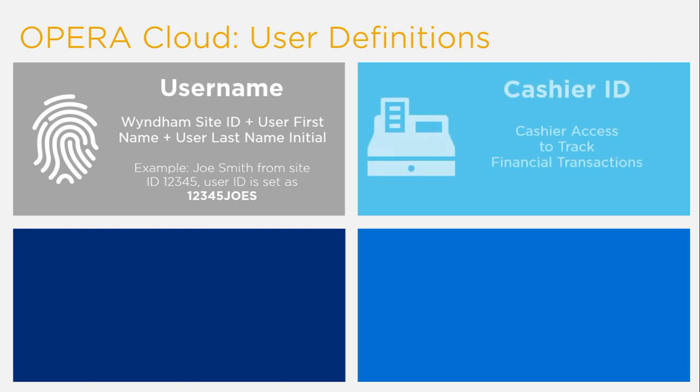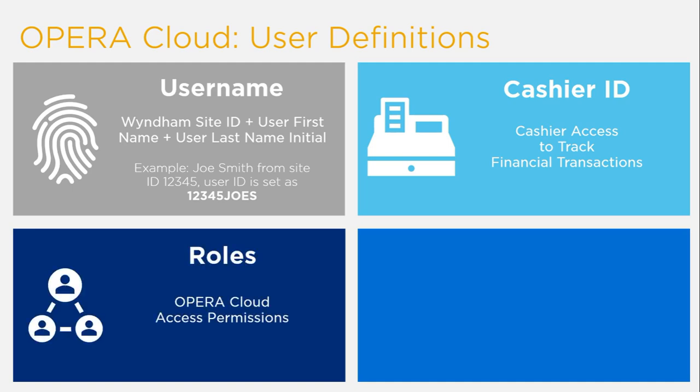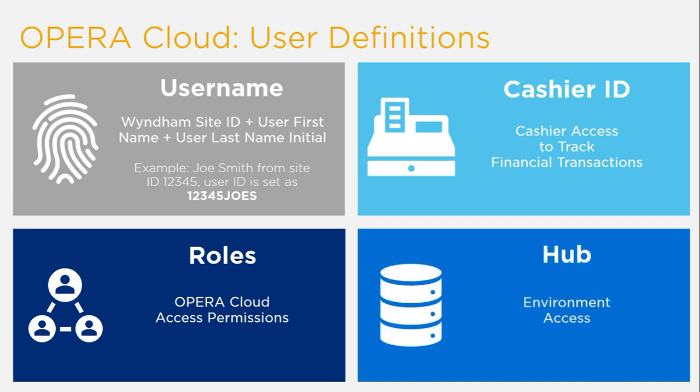12345JoeS. Cashier ID are assigned to users requiring cashier access and is used to track all financial postings associated to an individual user. Individuals responsible for check-in or check-out must have a cashier ID assigned to them. Roles are the access permissions granted to individual users based on their job or responsibility at the hotel. And last, the hub defines the OPERA Cloud environment, also known as a chain, that the user belongs to.